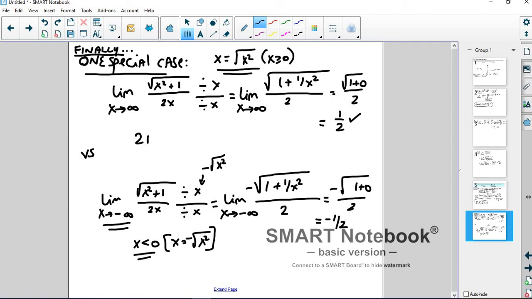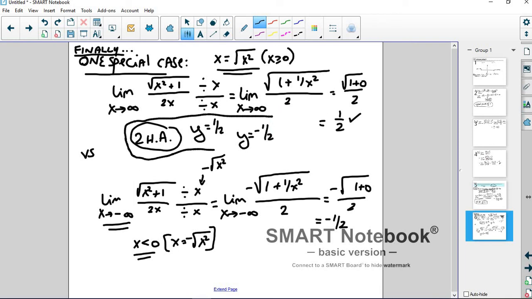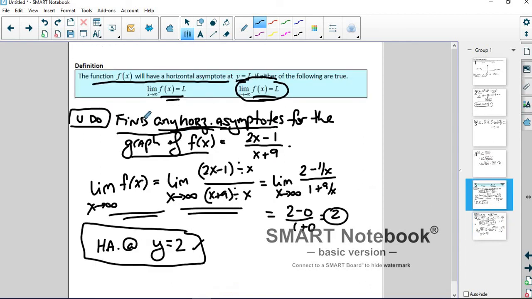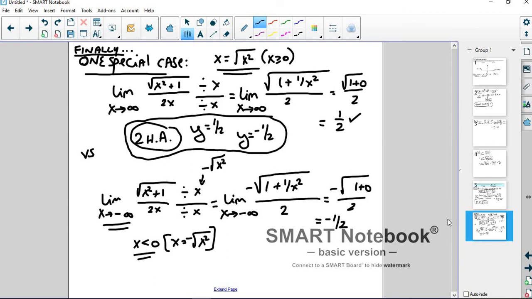This guy has 2 horizontal asymptotes. Y equals 1/2, and y equals negative 1/2. There's 2 of them. All right, now again, I'm not going to do that to you, but this is why I'm such a stickler about you showing me the work. If you don't show me the work, if all you do is say there's a 2 in front and a 1 in front, 2 over 1 is 2, done. If that's all you do, that was great for pre-calc, that doesn't work in here. And this is why it doesn't work.